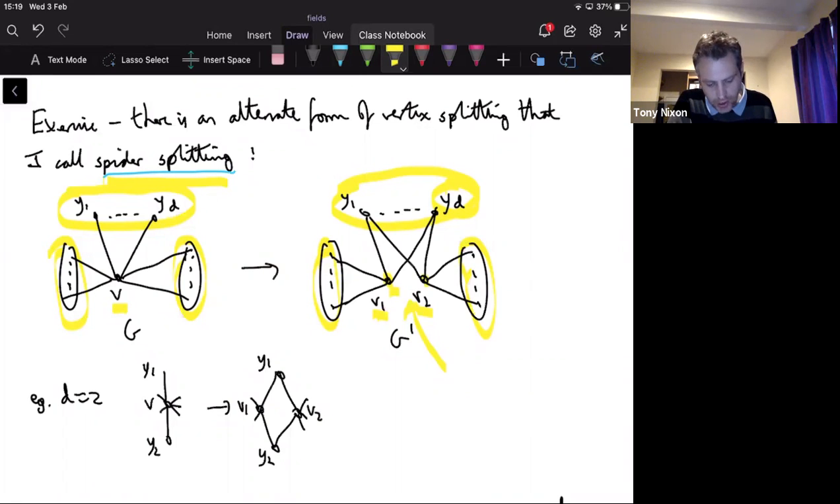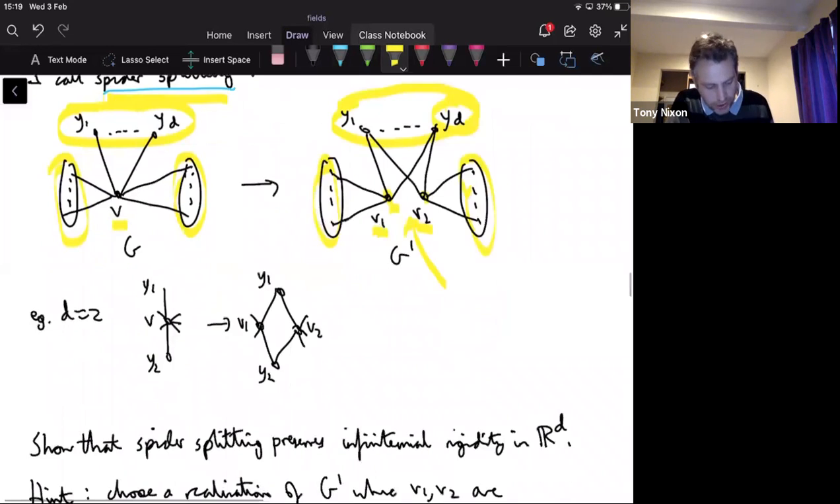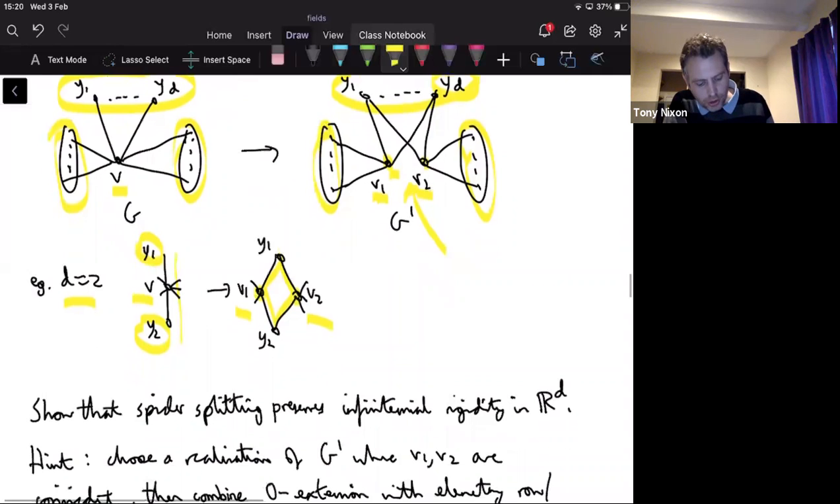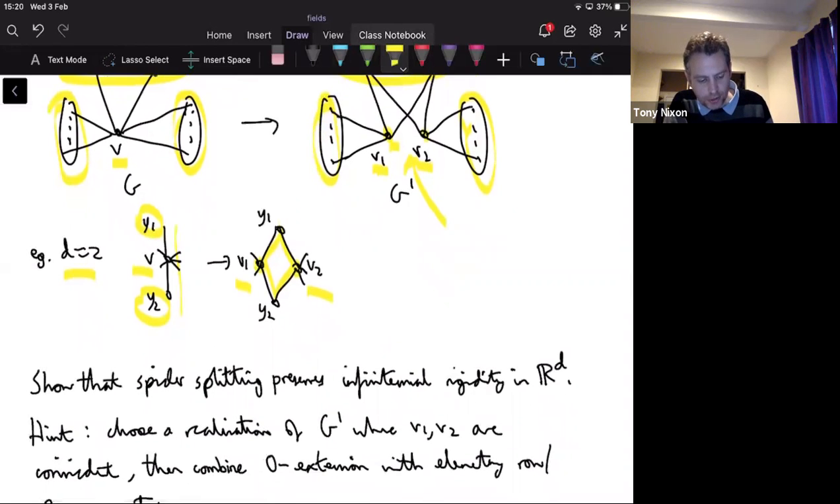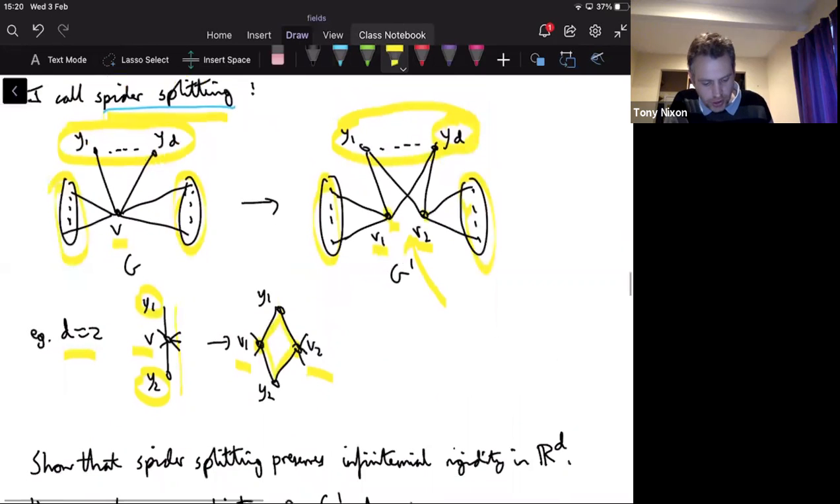So in this case, and let me just say again, just to make sure, in dimension 2, D is 2, so there's just a Y1 and a Y2, and I think it's easier to draw it looking like this. So I split V, so I did have a path of length 2, Y1 to V to Y2, and I split that into a 4 cycle with 2 new vertices, V1 and V2 replacing V, and the edges incident to V split among V1 and V2. So this is I think a nice operation. To show that this one preserves infinitesimal rigidity, that's this exercise that I'm suggesting here.